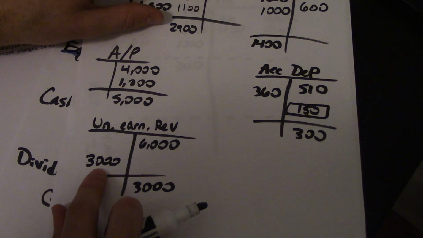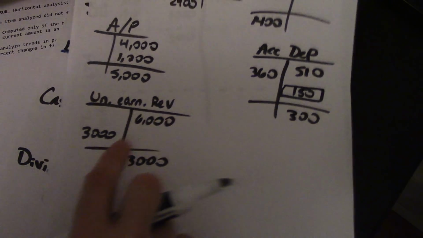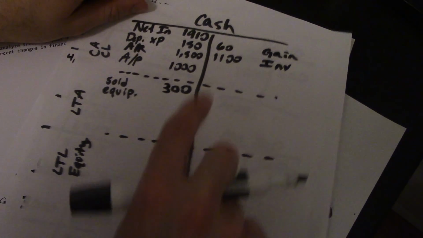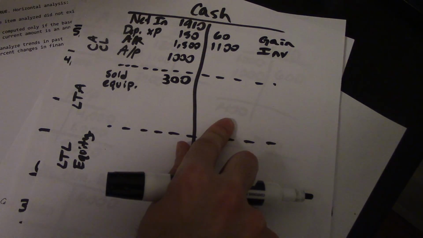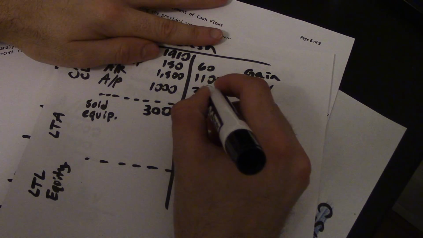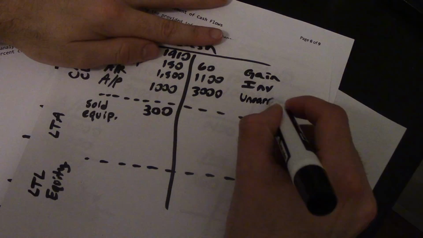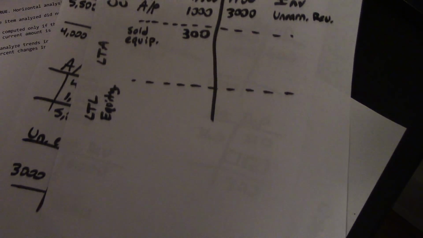Therefore, during the year, we debited unearned revenue by 3,000. A debit to unearned revenue is a credit to cash. So go back to our cash T account. We're going to credit cash, and in which section? Well, unearned service revenue is a current liability, so credit cash for $3,000 for unearned service revenue or unearned revenue.